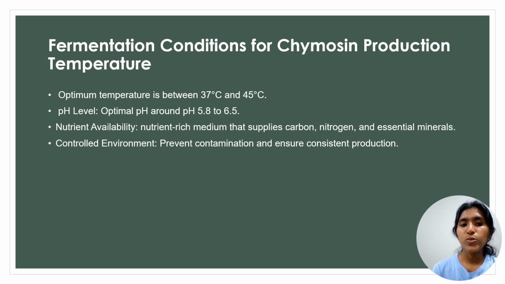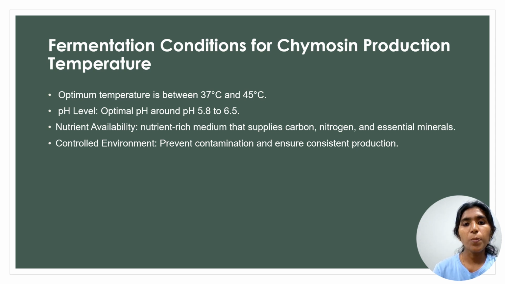Coming to the nutrient availability, we need to provide a nutrient-rich medium that supplies the carbon, nitrogen, and essential minerals that help the microorganisms' growth or their survival. We must have a controlled environment that must be free from contamination, and this environment is very important to maintain consistency in the chymosin production.